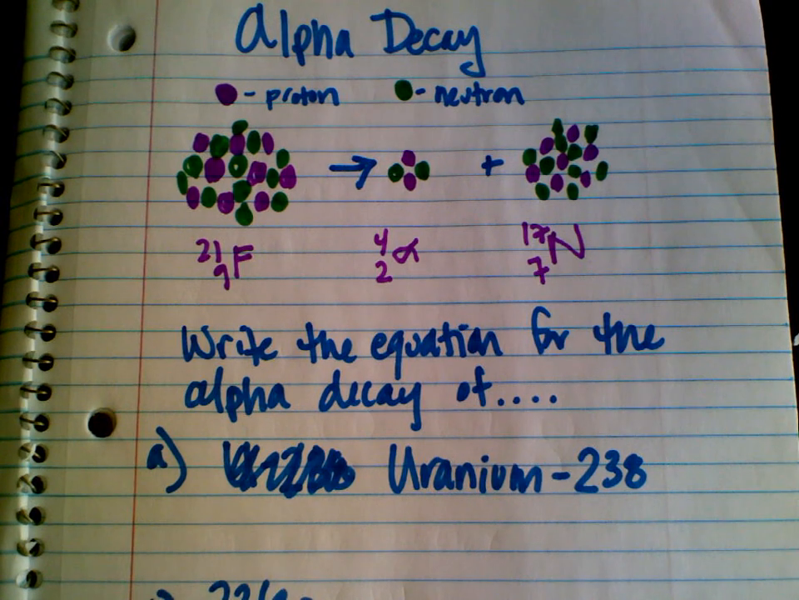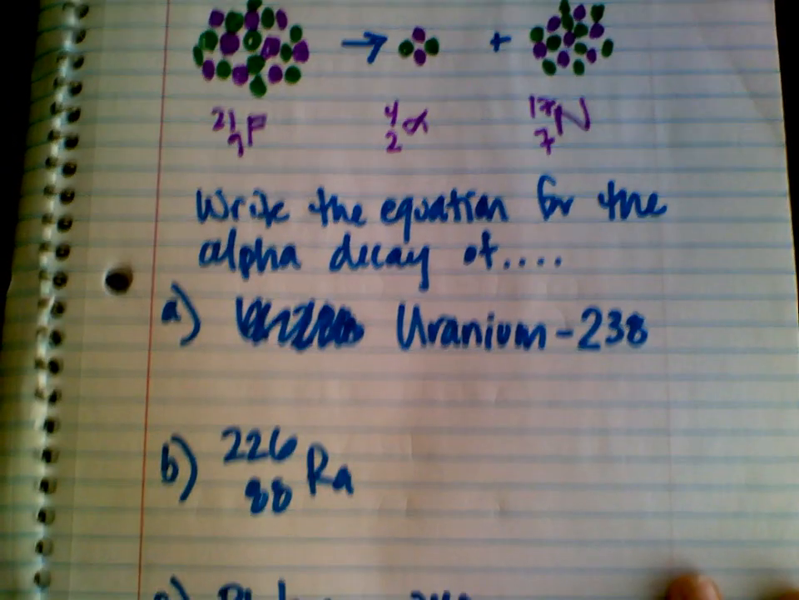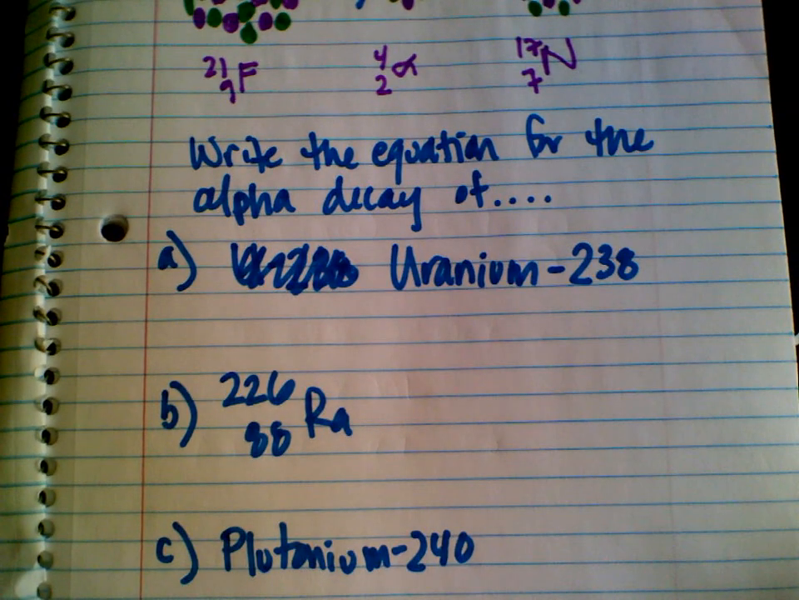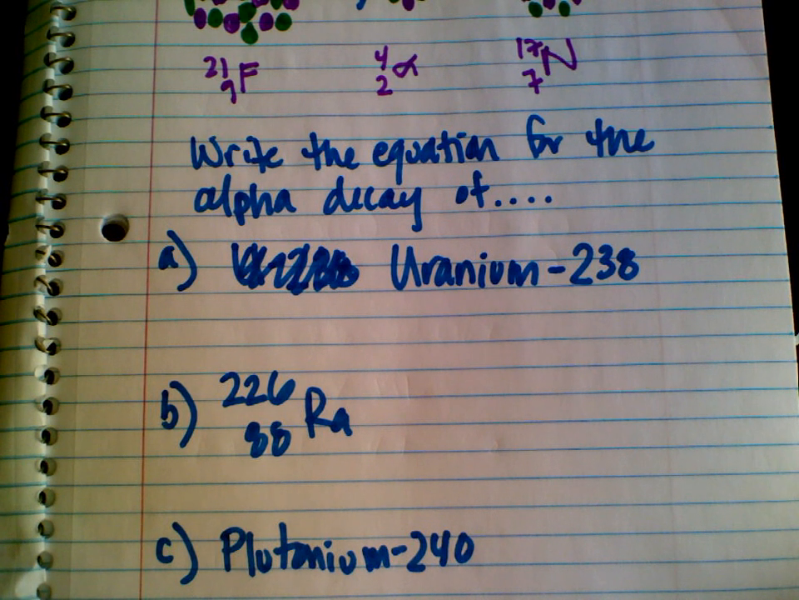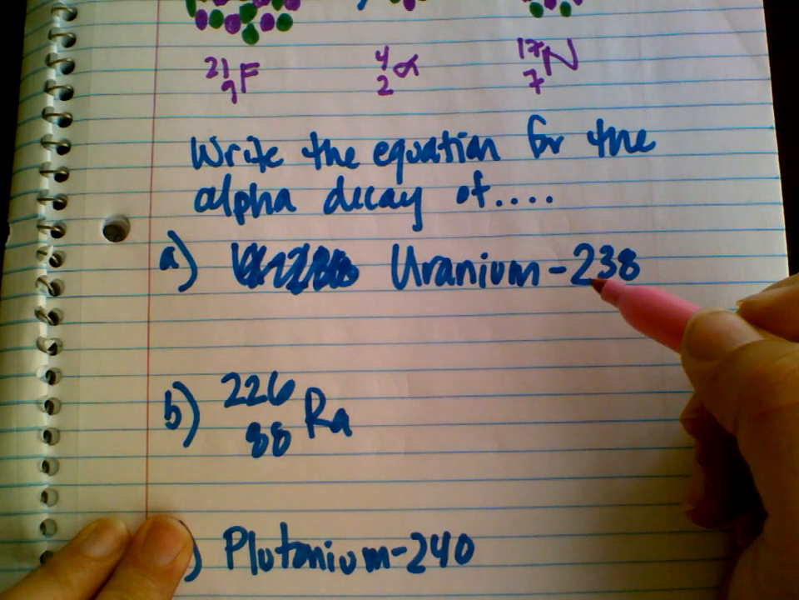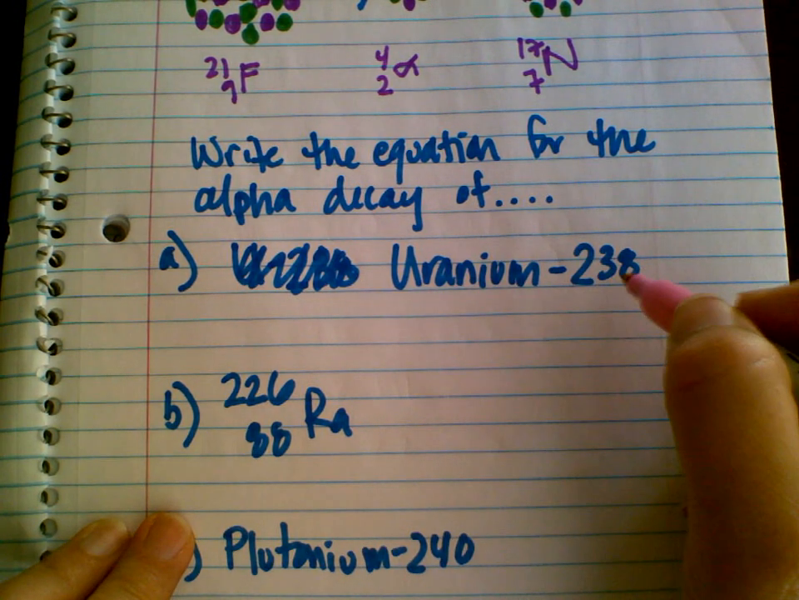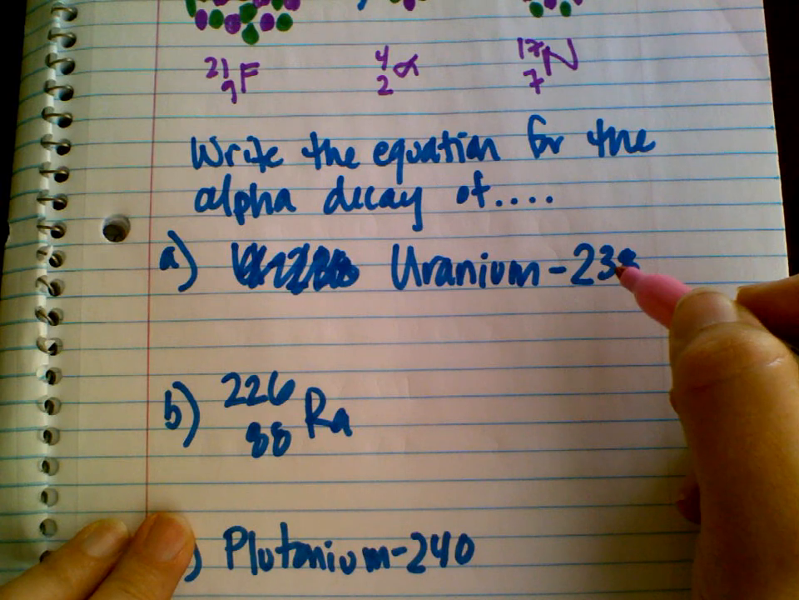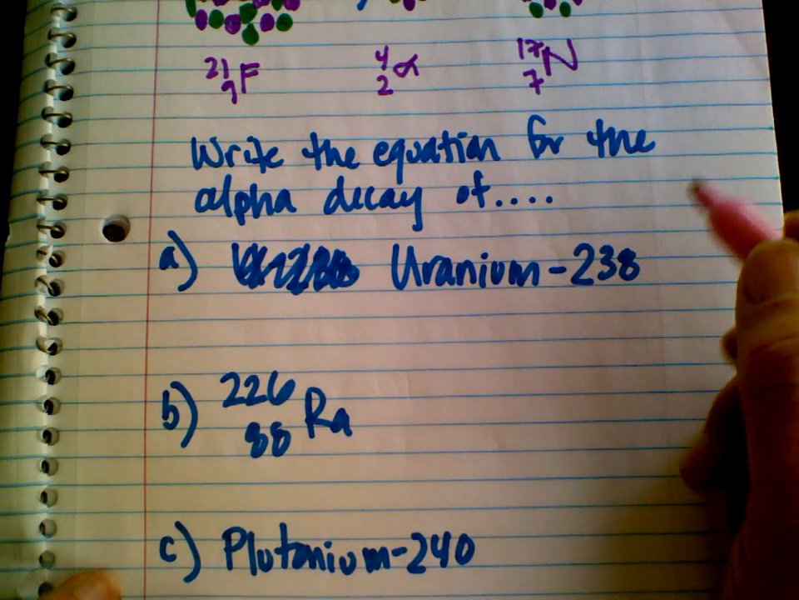Okay, so now we're going to do some practice problems. That's just what alpha decay looks like. So I'm asking you to write the equation for the alpha decay of, first of all, uranium-238. Let's go through how we would do this together. First, you cannot write a nuclear reaction in name form. I have to change uranium-238 to symbolic form.